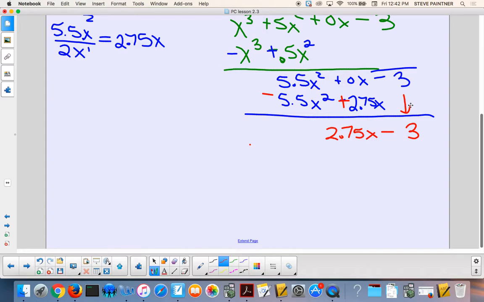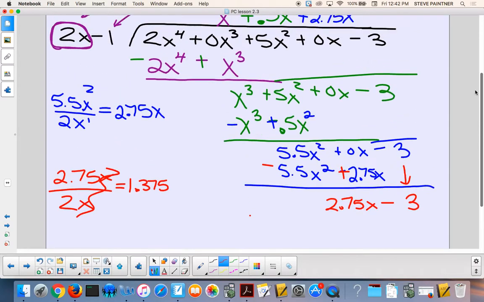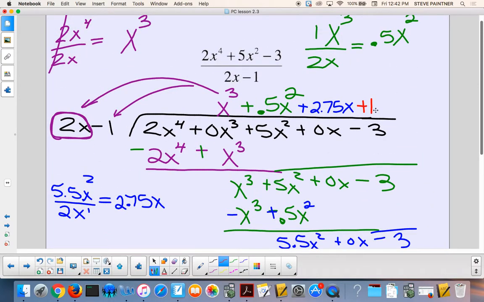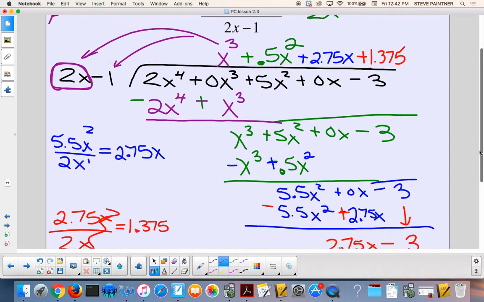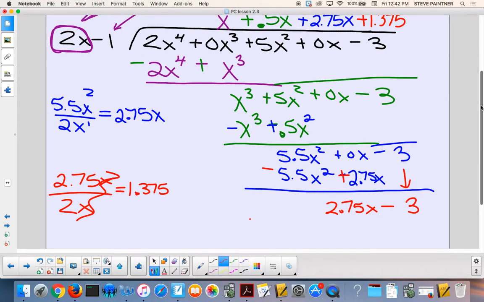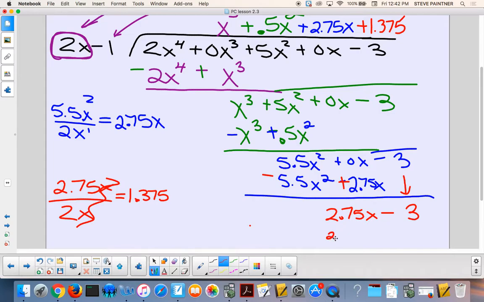All right, last time I have to do this, guys. 2.75x. How many times will the first term, 2x, go into it? 2.75 divided by 2 is 1.375. What about the x's? They're gone. Oh, that's my constant. That's it. 1.375. All right. Times 2x minus 1. Yeah, it's 2.75 for sure.